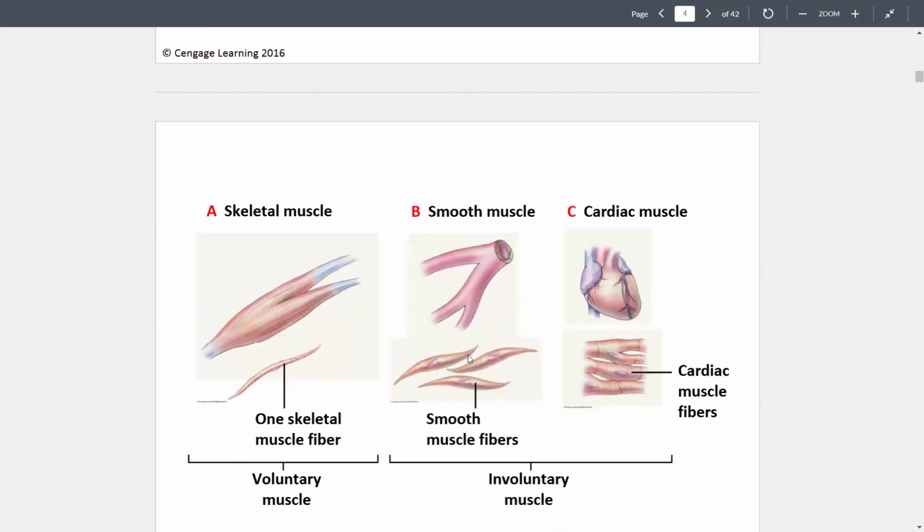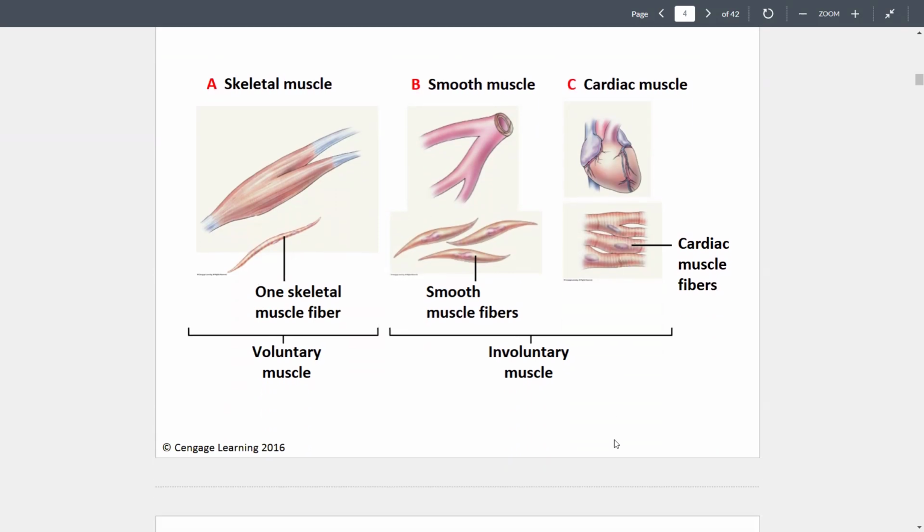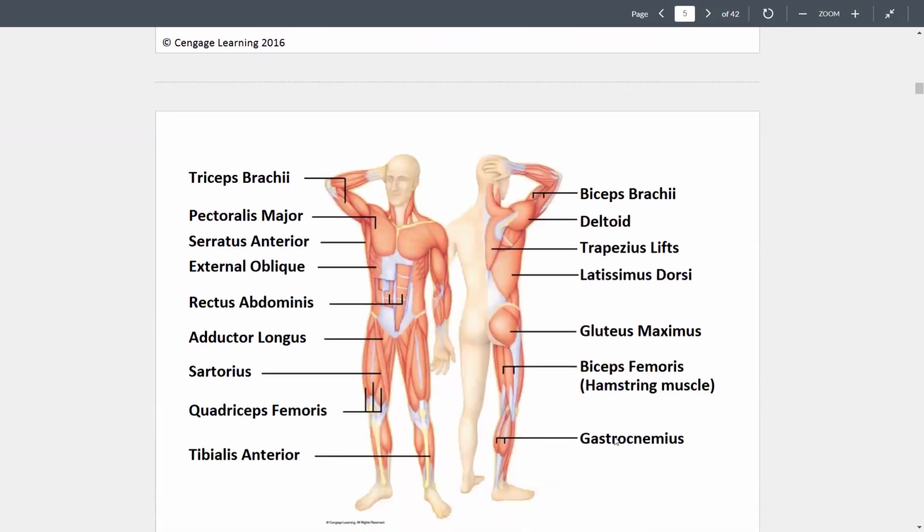So here's the three types. You can see that skeletal has the little up and down stripes, and then cardiac also has the little stripes. Those are the striations. And then smooth muscle does not have those. That's why it's called smooth. Skeletal is the only voluntary muscle, and smooth and cardiac are both involuntary, meaning that you don't need to think about it for them to contract.